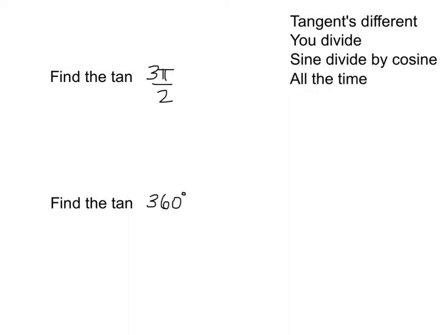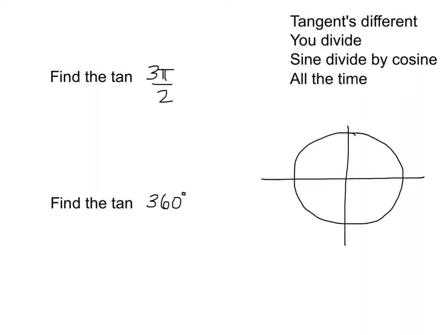So if I'm looking for the tangent of an angle that is located on the unit circle, I first need to find the angle, so 3 pi over 2, that would be down here. I need to write out its coordinates. This point is 0, -1.